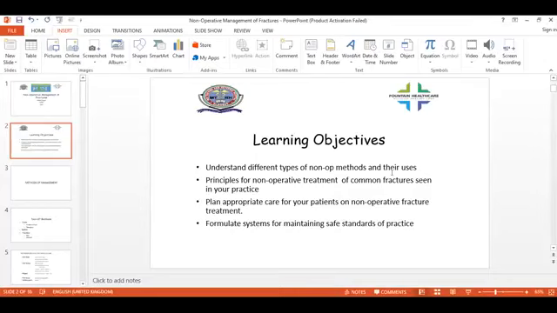And of course, I've implied you need to formulate your system at your various hospitals and practice places so that you can use non-operative methods safely for good outcome. I think with that, I come to the end of my presentation on non-operative management of fractures.